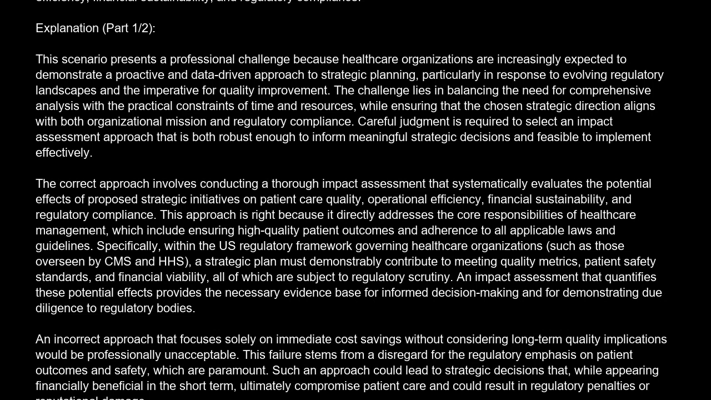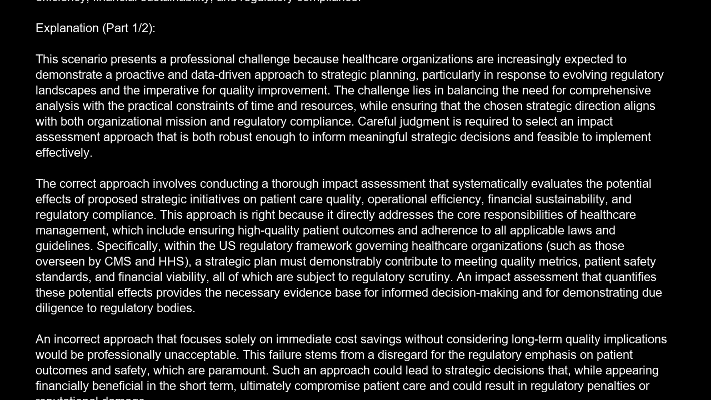Correct answer is A. Conducting a comprehensive impact assessment that quantifies potential effects on patient care quality, operational efficiency, financial sustainability, and regulatory compliance. Explanation. This scenario presents a professional challenge because healthcare organizations are increasingly expected to demonstrate a proactive and data-driven approach to strategic planning, particularly in response to evolving regulatory landscapes and the imperative for quality improvement.